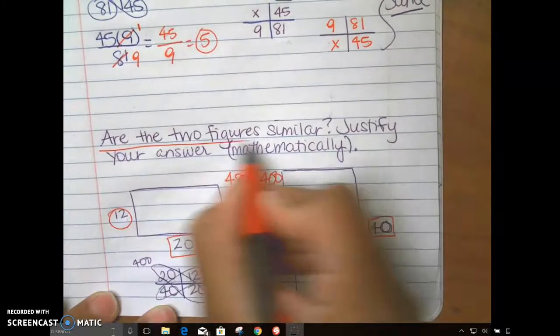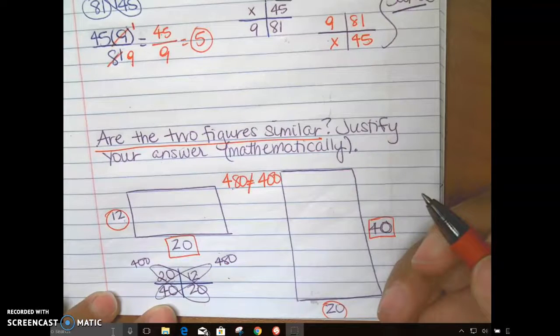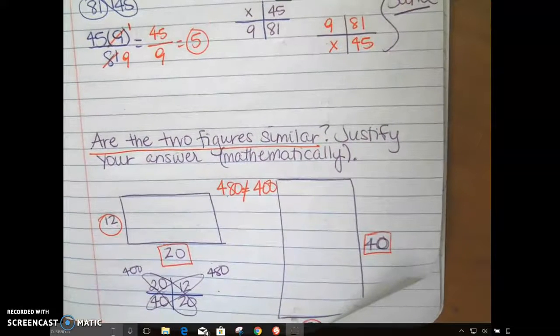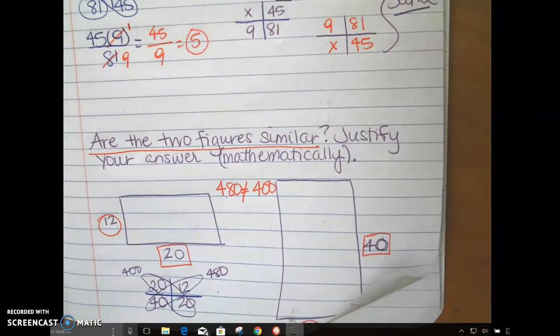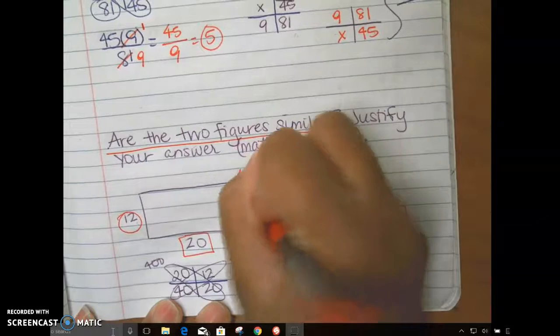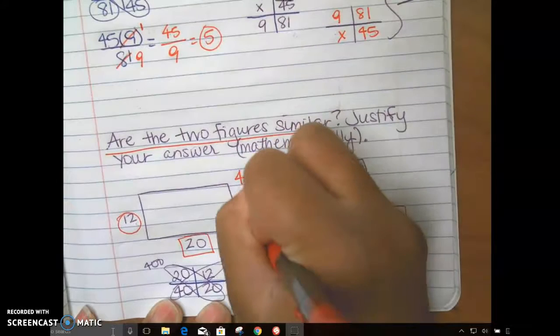So are they similar? If it's not equal, then it has a negative answer. No. Not similar.